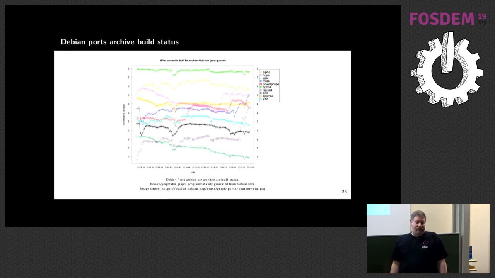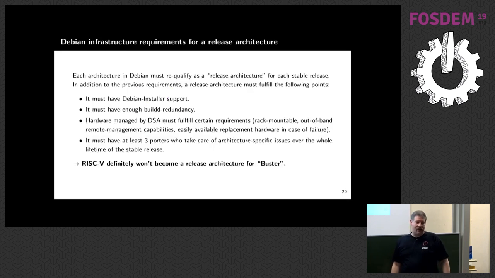To become a release architecture, an officially supported, stable release architecture, we need to have Debian installer support. That's work in progress, but not yet finished. We need to have enough buildds with redundancy. Buildds are the package builders Debian uses to automatically compile packages for all architectures. And we need to have everything in infrastructure managed by the Debian system administrators, which have requirements.